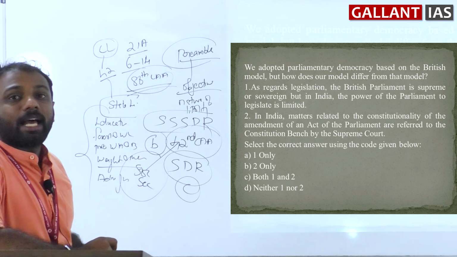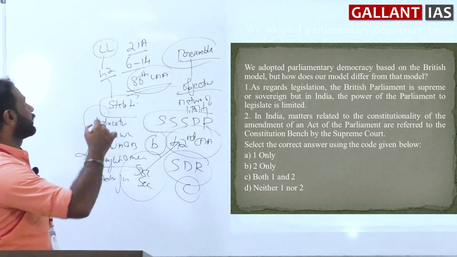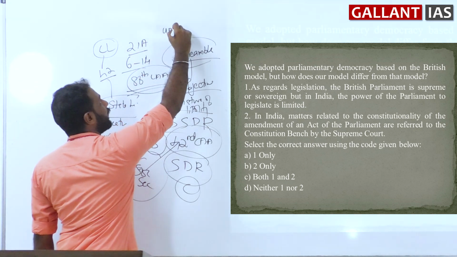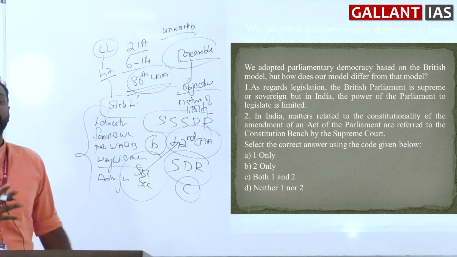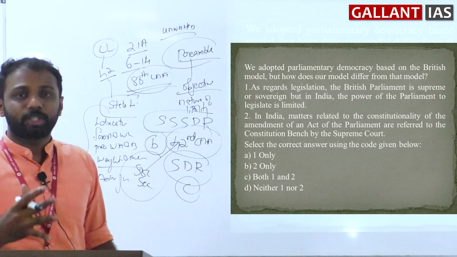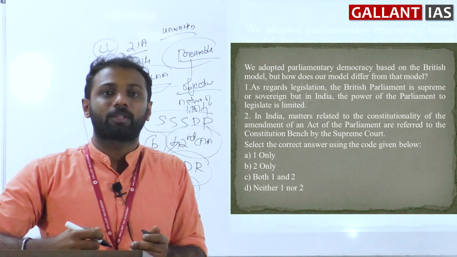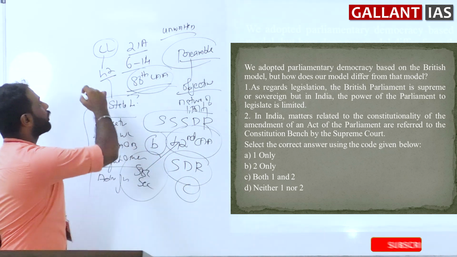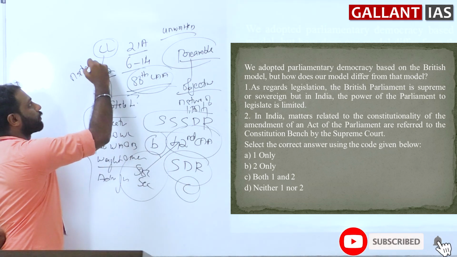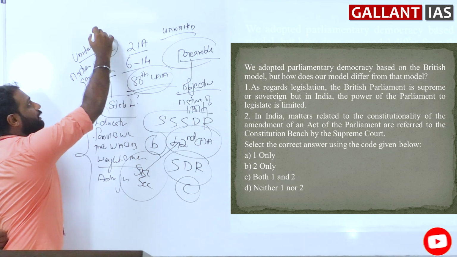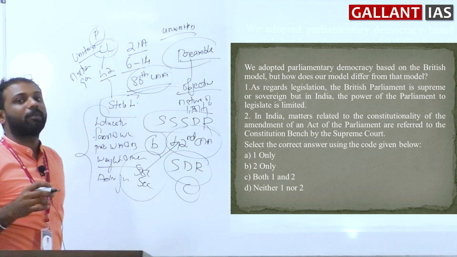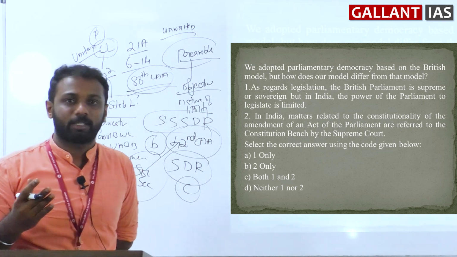Because they have an unwritten constitution. In the UK, the provisions are not codified into a single legal document. This shows that in a country having an unwritten constitution, they have a strong national government, a strong unitary government. And in such cases, their parliament will be sovereign. That is a correct statement.